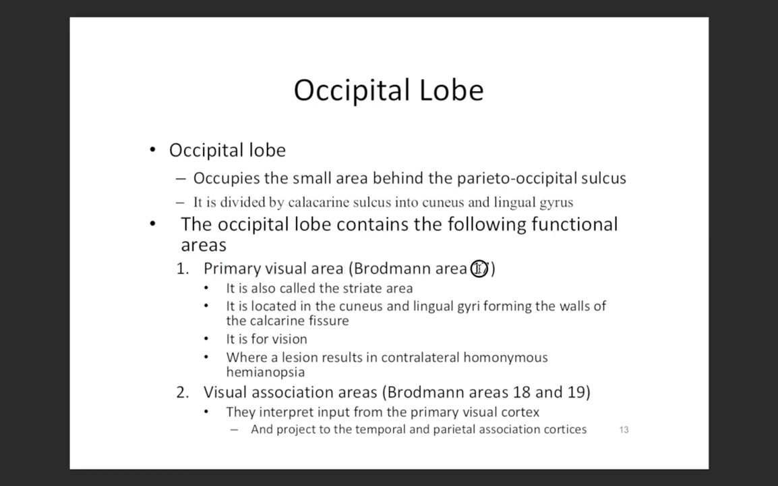The primary visual area its number is brodmann 17. It's also called the striate area. This is very important. The doctor said about it that it is called also the striate area. It is located in the cuneus. Remember the cuneus, the upper border of the calcarine, and the lingual gyri, the lower border of the calcarine sulcus, forming the walls of the calcarine fissure.